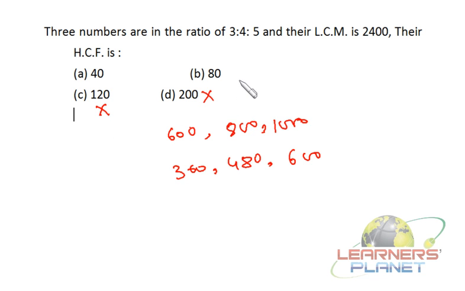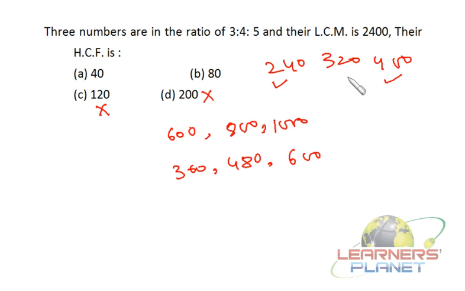Now let's take 80. 80 into 3 is 240. 80 into 4 is 320, and 80 into 5 is 400. Now let's see if 2400 is divisible by 240. Yes. Let's see 320, and definitely it is divisible by 400.